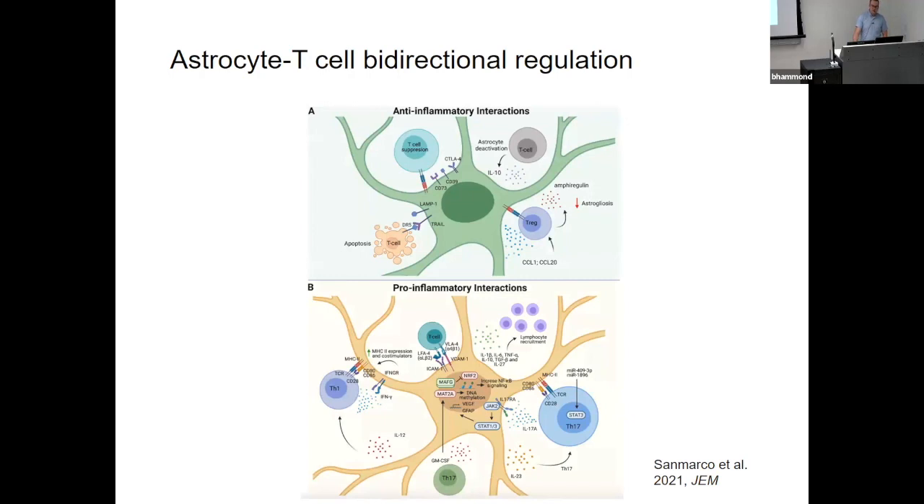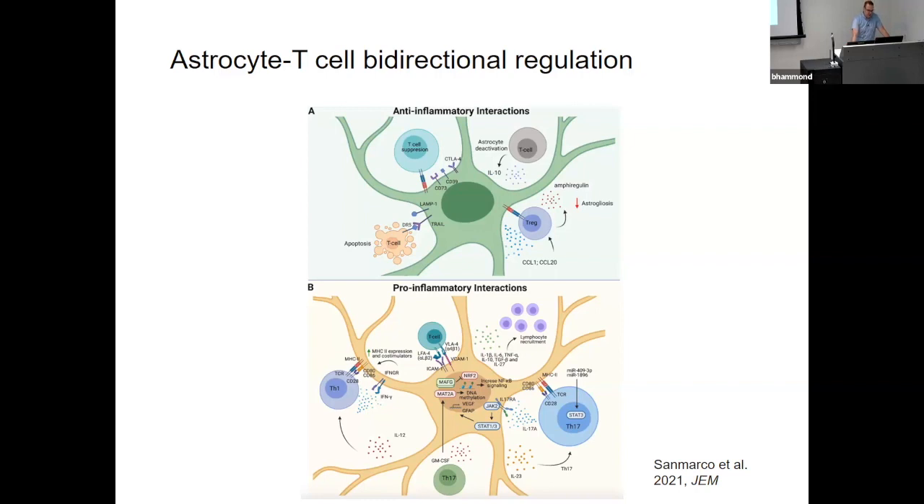So in a lot of work by Fran Quintana's lab, they've done a great job of identifying how T cells and astrocytes can shape each other's responses in a disease condition. So there is bidirectional regulation where, for example, you can get anti-inflammatory interactions where astrocytes can contact T cells and actually suppress them. But T cells can also signal onto astrocytes and suppress the astrocytic response in certain disease conditions. Or you can see T cells or astrocytes inducing T cell apoptosis, which could have benefits in certain scenarios.